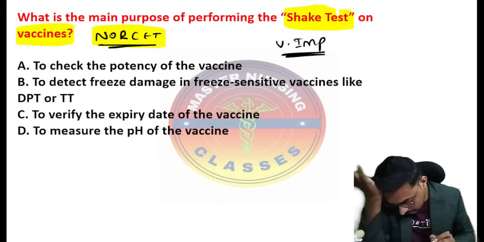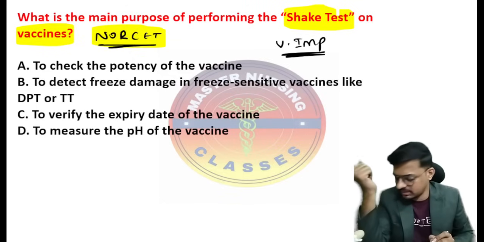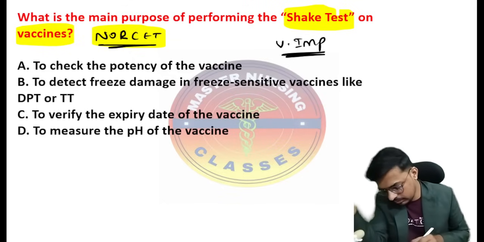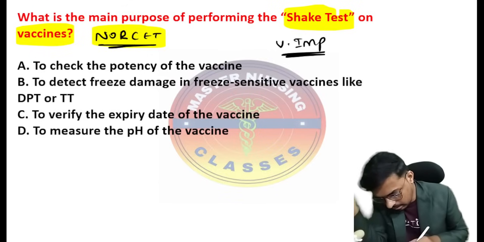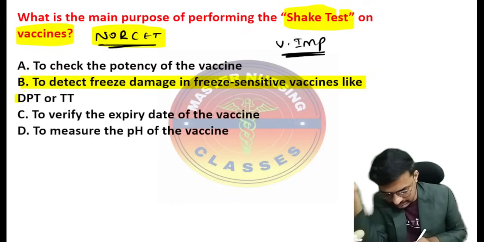Yes, to check the potency of the vaccines, or to detect the freeze damage in the freeze sensitive vaccines like DPT and TT. Yes, almost all people gave the correct answer. That is, to detect the freeze damage in freeze sensitive vaccines like DPT and TT. So we need to do the shake test.